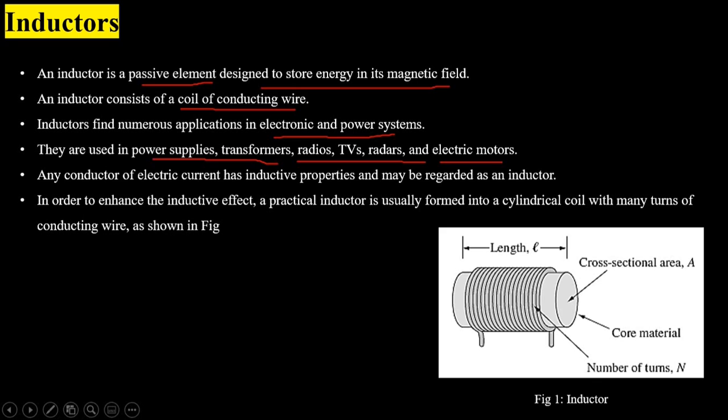Any element which is a conductor of electric current has inductive properties and may be regarded as an inductor. Now, in order to enhance the inductive effect, a practical inductor is usually formed into a cylindrical coil with as many turns of conductive wire as shown in figure 1. Now look at figure 1. It has a cylindrical object with as many turns of conductive wire.